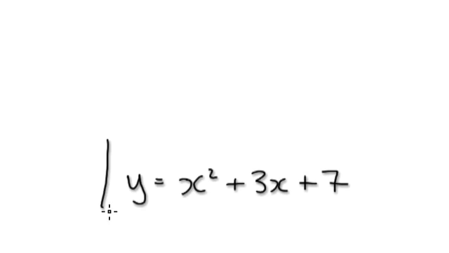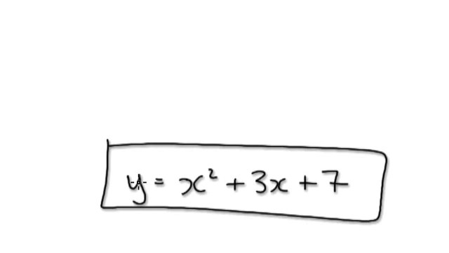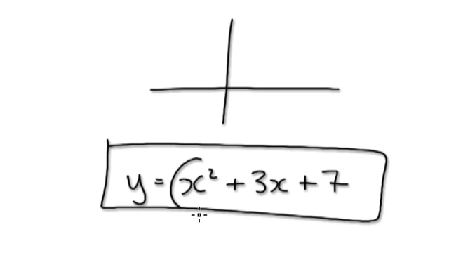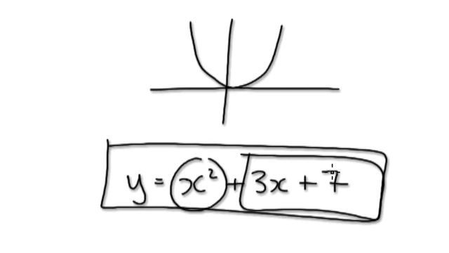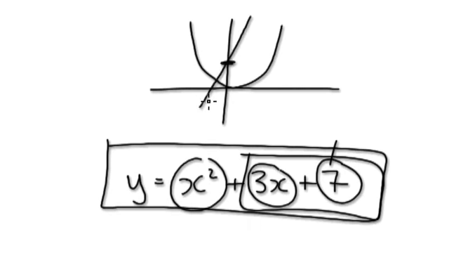So here, how would you sketch this graph here? If you look at this, x squared will look something like that. And then this bit here is really a straight line. The intercept is at 7, and then it has a gradient of 3. So it would be something like this.